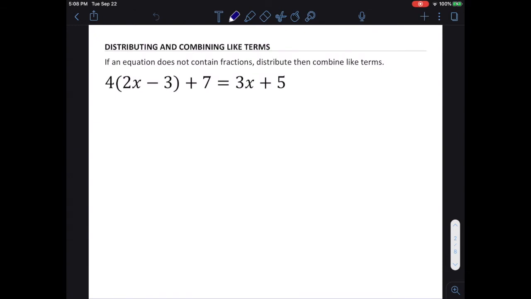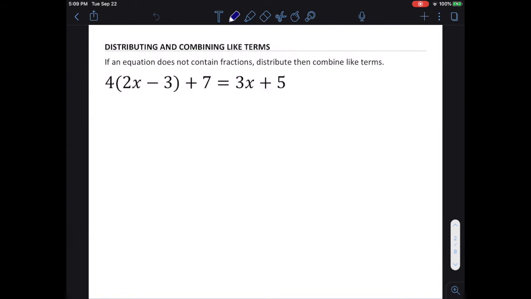All right, so the first thing we want to talk about is just distributing and combining like terms. So if you read through the strategy, it talks about eliminating fractions, eliminating decimals, and we only want to do that if we have fractions or decimals. So if we don't, we just go right into doing distributing, combining like terms, getting variables on one side and numbers on the other, and then solving and checking our work.